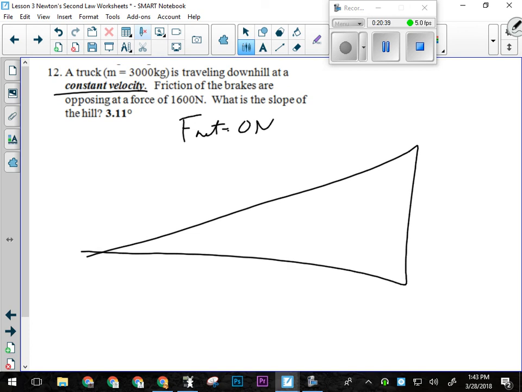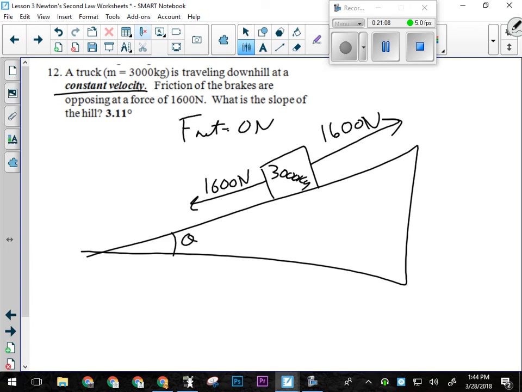We've got our plane, and we're looking for the angle. We don't know what it is. We know there's a 3,000 kilogram truck and a force of friction up the ramp of 1,600 newtons. What's pulling the truck down the ramp? F parallel. How big is it? It's equal. The net force is 0, so the force down the ramp has to be 1,600 newtons. Otherwise, it wouldn't travel at a constant velocity.